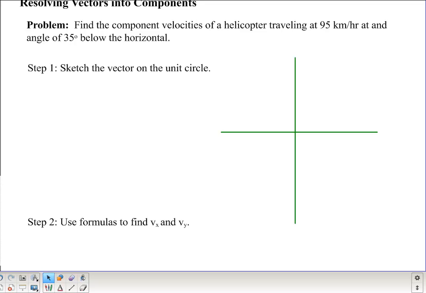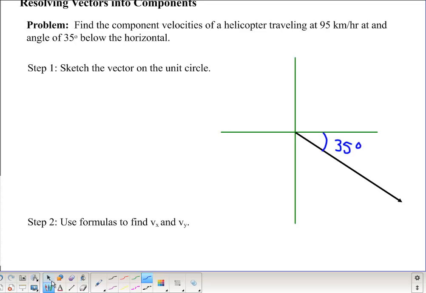Resolving vectors into components means I need to find the vertical and horizontal, or x and y, components of a single vector. So if I take a look at this problem, I have a helicopter traveling 95 kilometers an hour at 35 degrees below the horizontal. Well, I can go below the horizontal to the left or to the right. I'm going to go this way. So here's my angle, it's 35 degrees.